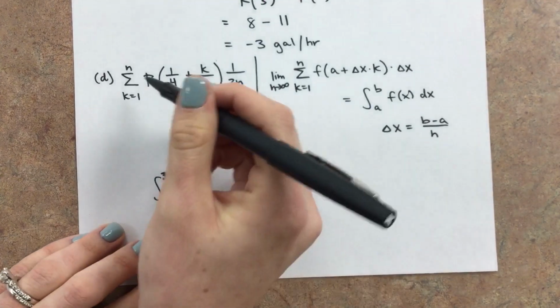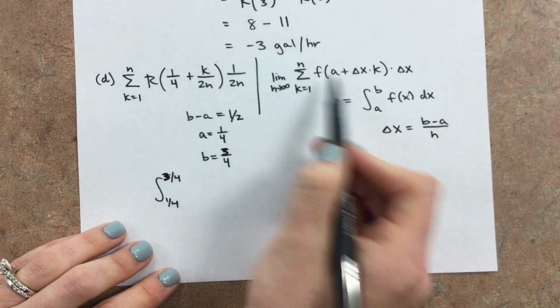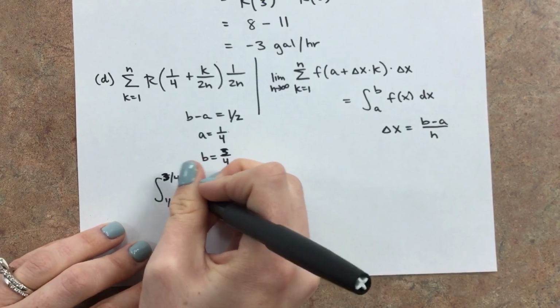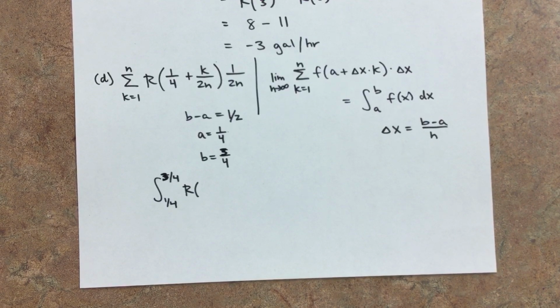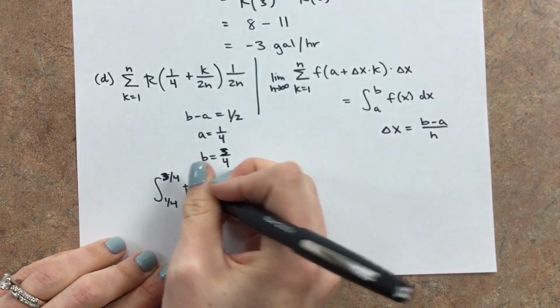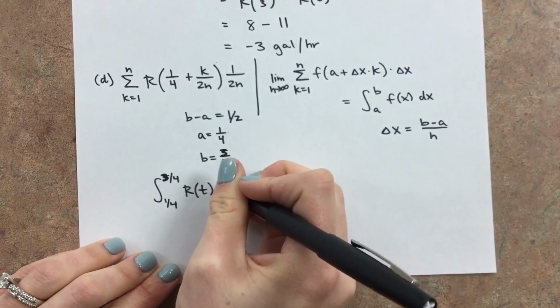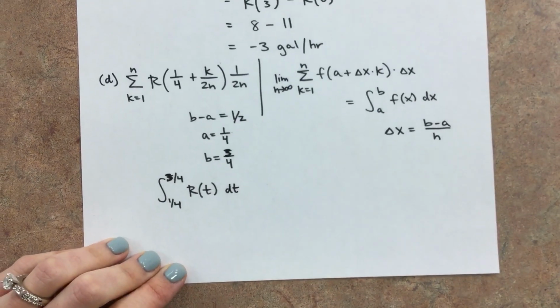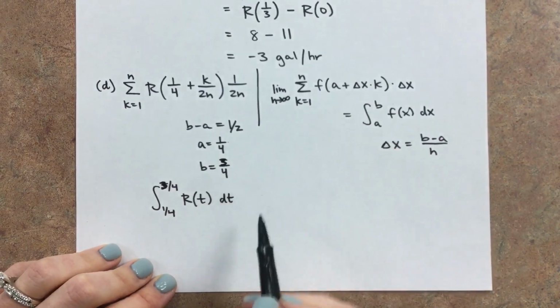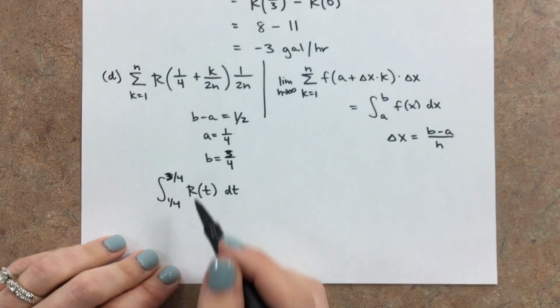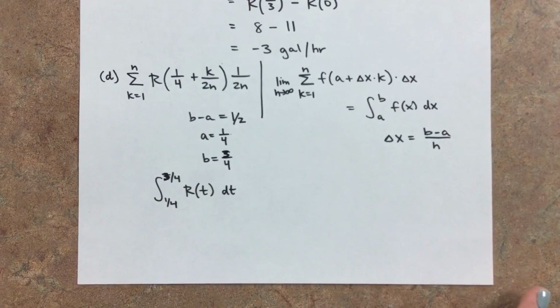So 3/4, and then in our integrand, here's f, here's f. So this is R of, and we can just assume that it's an x, or we can stick with the variable they've been using and use a t. It really doesn't matter. So let's use that as a t, and then dt. So that is our expression. If we pull all the right pieces, figure out what delta x is, figure out a, figure out b, that would be this definite integral.